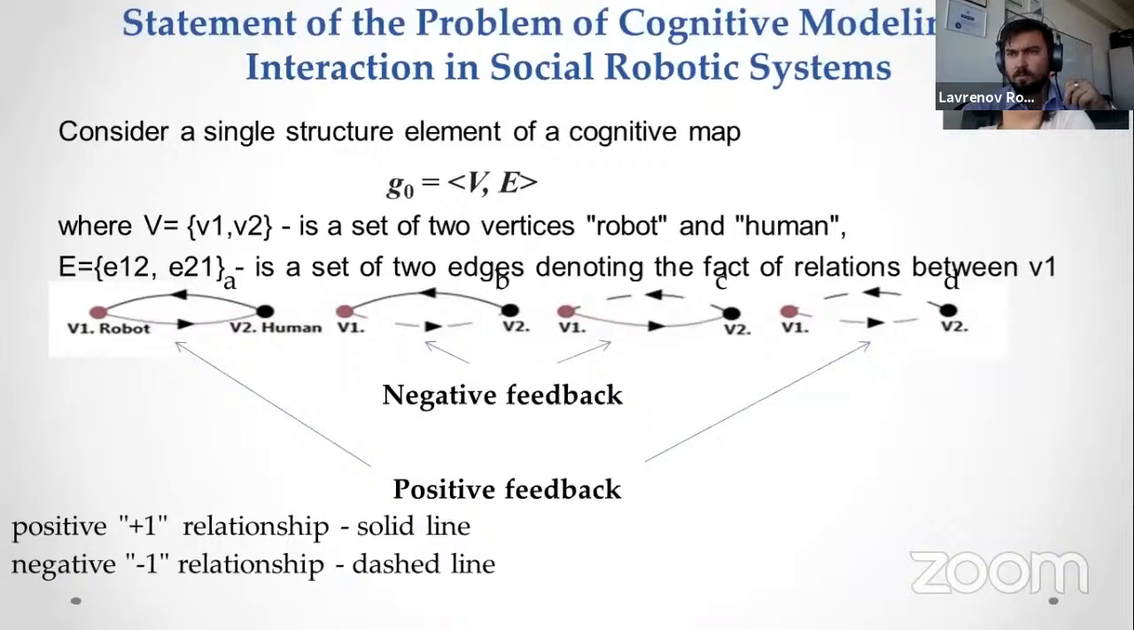The formal description of a single structure element of a cognitive map and its examples are presented in this slide. The edges between the vertices can display both a positive and a negative relationship between them. Here we can see the examples of positive and negative feedbacks.